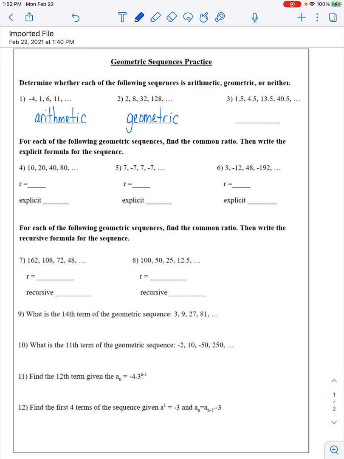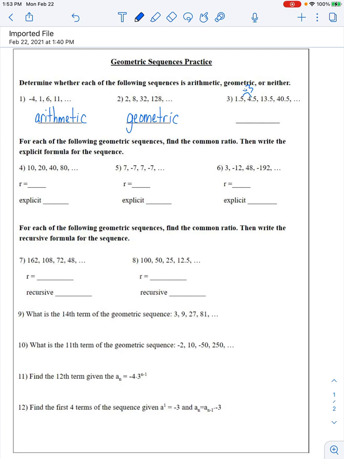Take a look at number 3. I'm not real sure about this, so I know that 1.5 plus 3 is 4.5, but 4.5 plus 3 is not 13.5. So I'm going to check for a multiplying pattern. And I'm, again, not sure about that, so I'm just going to divide. 4.5 divided by 1.5 gives me 3.